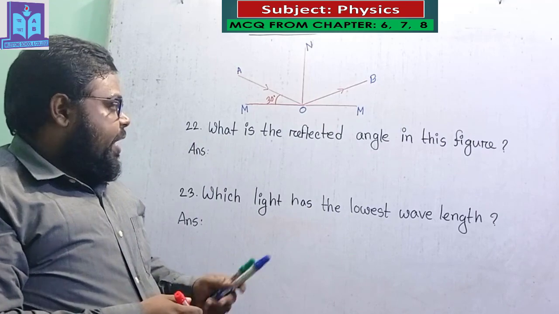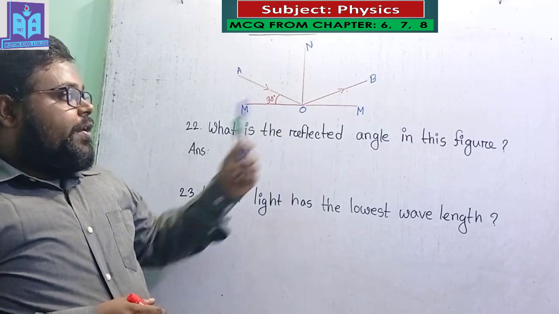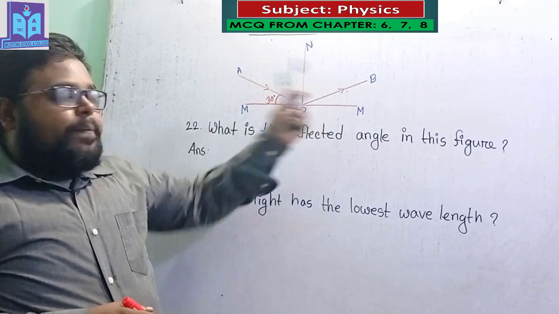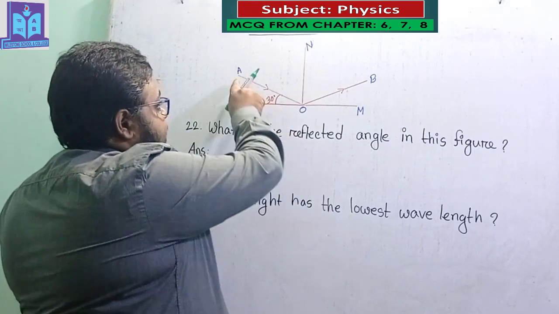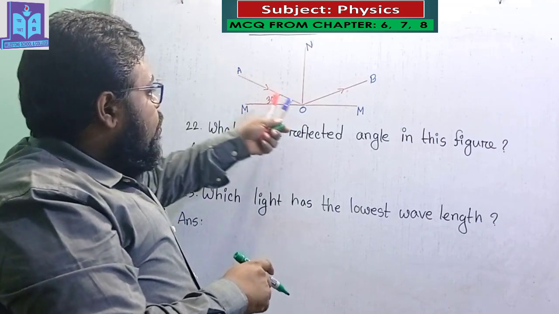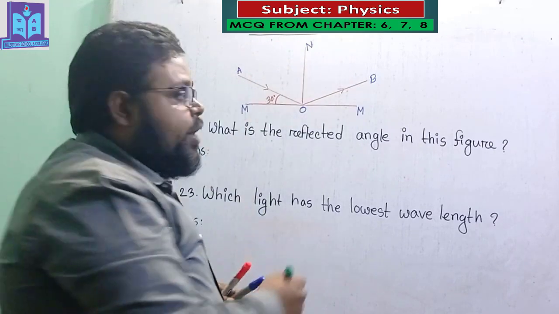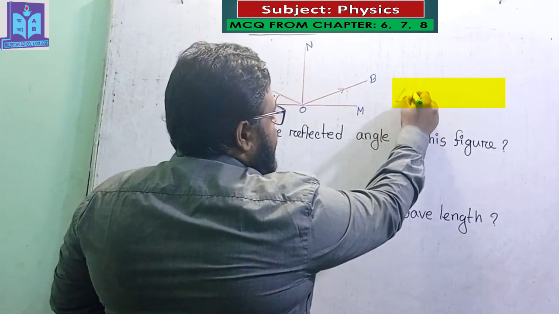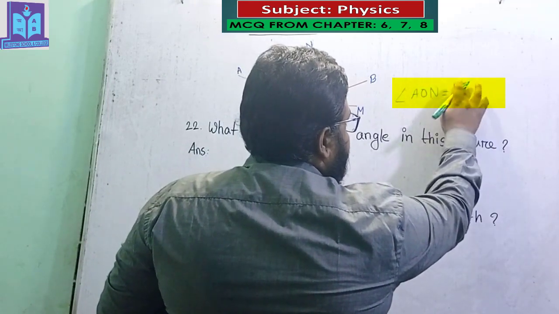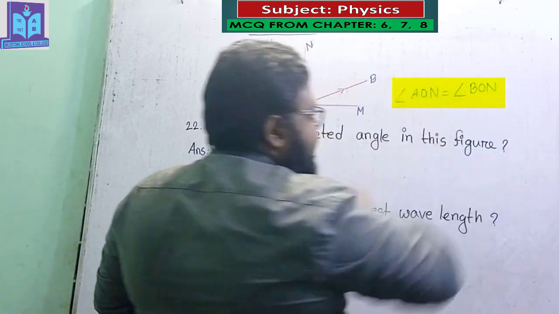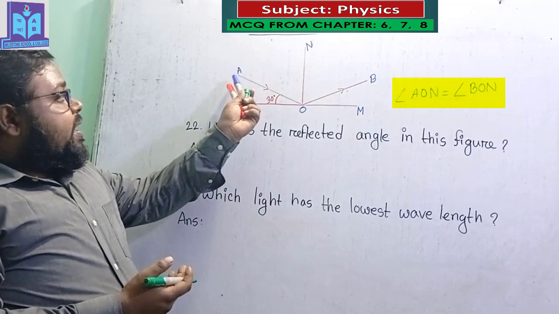Number 22 question is, what is the reflected angle in this figure? That means we have to find the reflected angle NOB. Okay, but we know that the law of reflection is the incident angle AON and the reflected angle NOB will be equal. That means the angle AON and the angle BON will be equal. Okay, so at first I have to find out the incident angle.